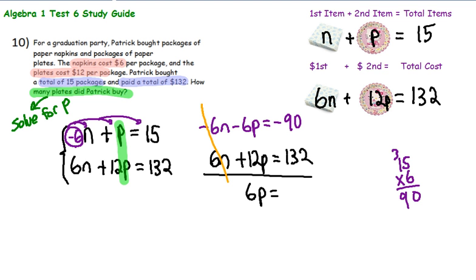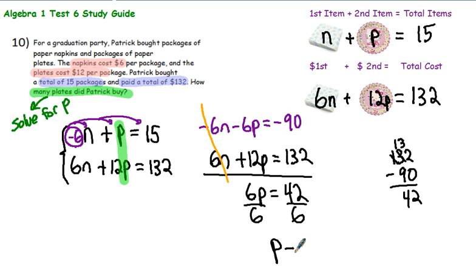So maybe we'll just do some more scratch work over there if you're not quite sure. There's that 90. So let's say you've got 132 minus 90. Well, that would be 2. Can't take 9 away from 3. You need to borrow. So that would become a 13. So I'd have 42. All right, so let's divide both sides by 6, and so we get P is equal to 7. So what that means is that there were 7 packages of plates.